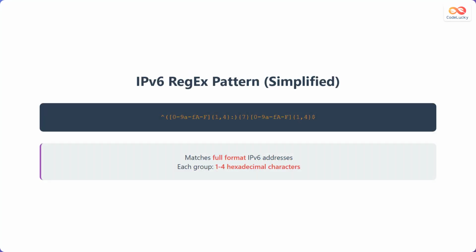Here's a simplified RegEx pattern for validating full-format IPv6 addresses. The pattern is as follows: open parenthesis open square bracket 0 to 9 a to f close square bracket 1 to 4 close parenthesis curly bracket 7 open square bracket 0 to 9 a to f close square bracket 1 to 4 $. This RegEx checks for 8 groups of 1 to 4 hexadecimal characters, which include digits from 0 to 9 and letters from A to F, both upper and lowercase.